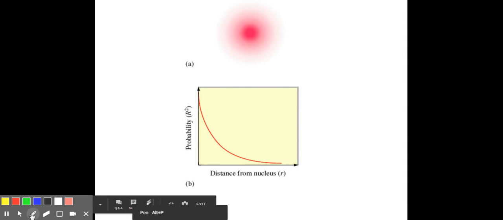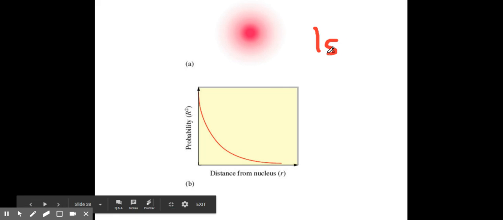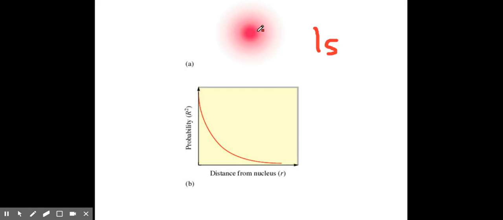This would be the 1s orbital right here. The 1s orbital is just a sphere, S for sphere, and here is a graphical representation of it, the distance from the nucleus and the probability. The closer you get to the nucleus, the more probability you have of finding that electron. And one issue to really think about is that this will never actually touch the axis. You could have a probability of finding that one electron all the way out, as far as you can imagine. There is some probability, but it's pretty much zero.